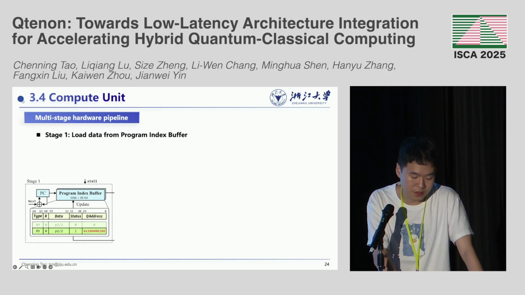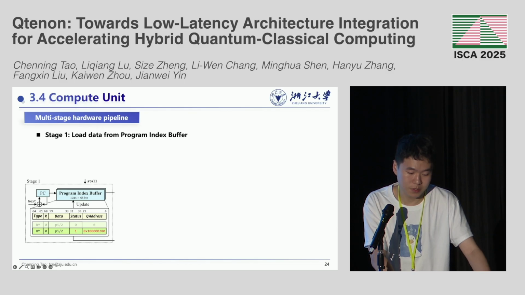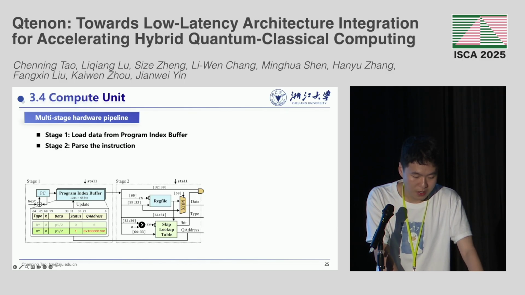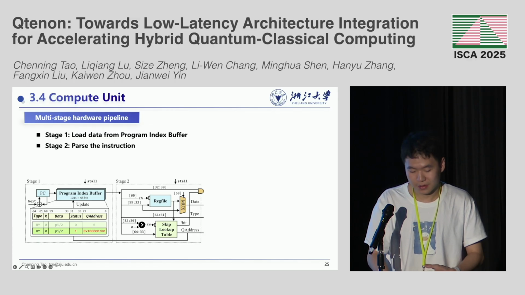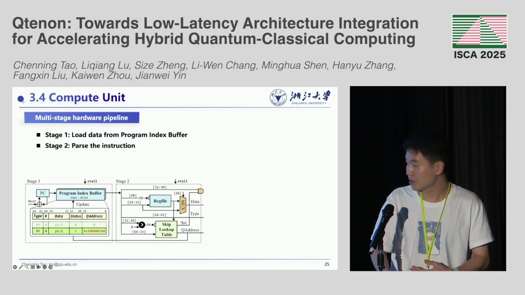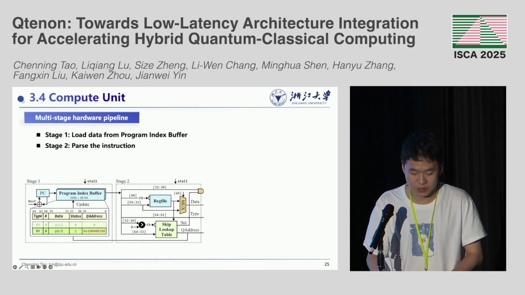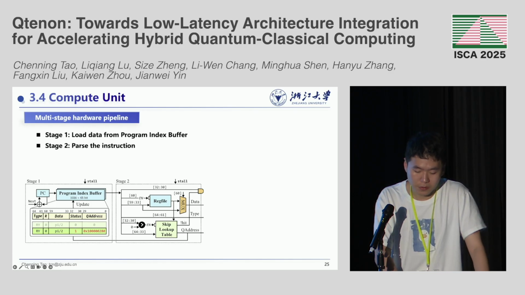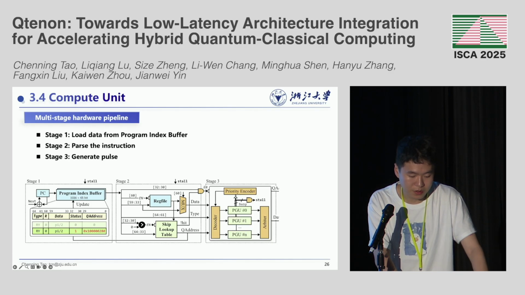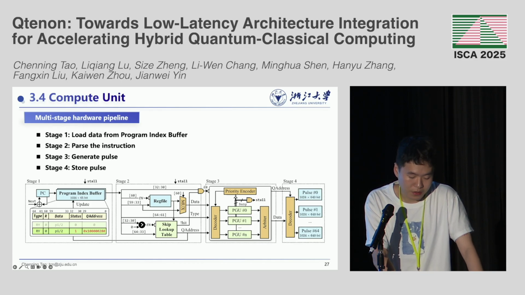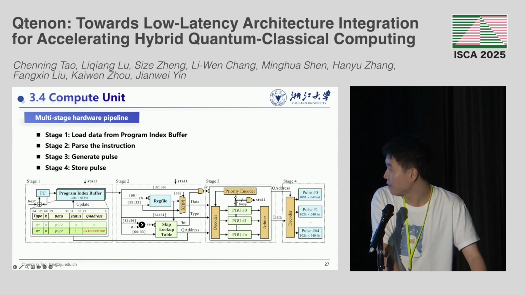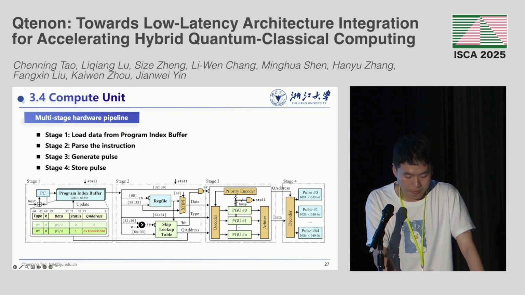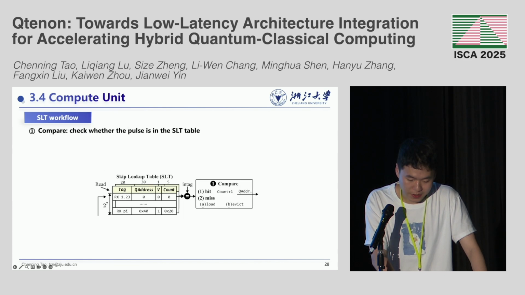In the first stage, we load the data from the program index buffer. In stage 2, we parse the instructions and use the SLT to determine whether the corresponding pulse has been generated. If not, we start the computation in stage 3. And in stage 4, we store the generated pulse for the connection. Next, we will explain the details of our SLT workflow.